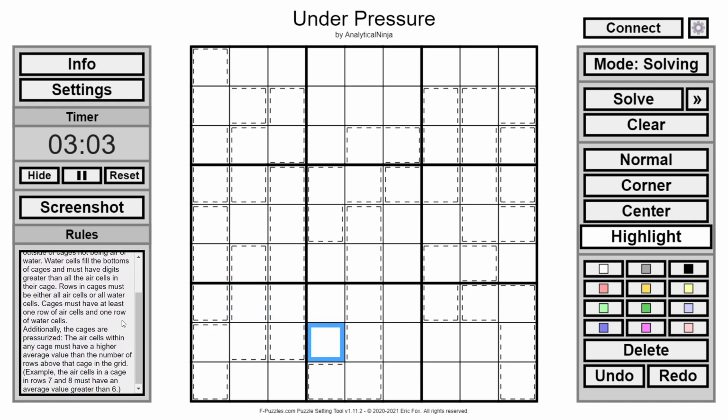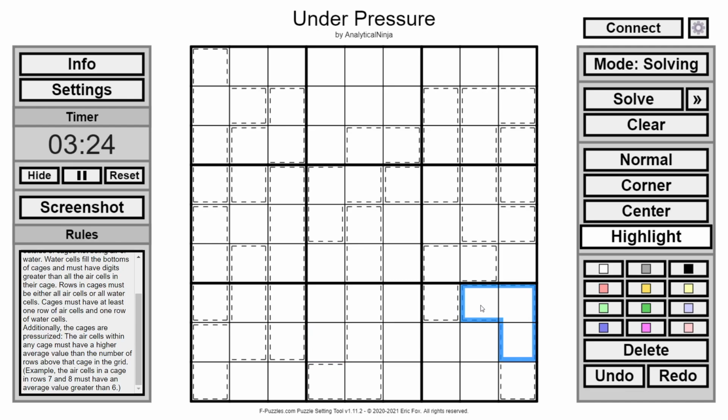Okay. Additionally, the cages are pressurized. The air cells within any cage must have a higher average value than the number of rows above the cage in the grid. For example, the air cells in a cage in rows 7 and 8, I don't see that there's, I guess this one works. So above this one, for example, the air cells in this cage must have an average value greater than 6.